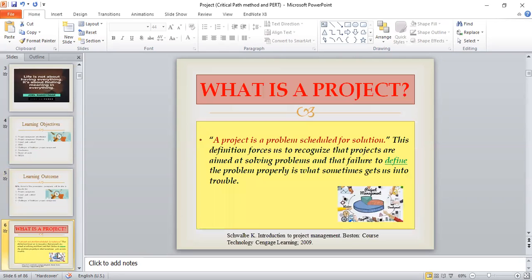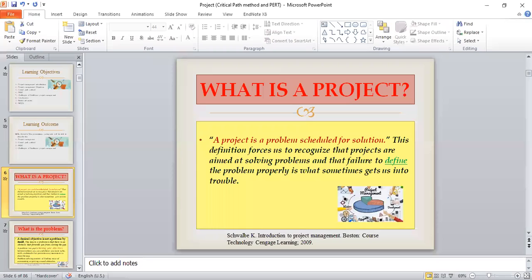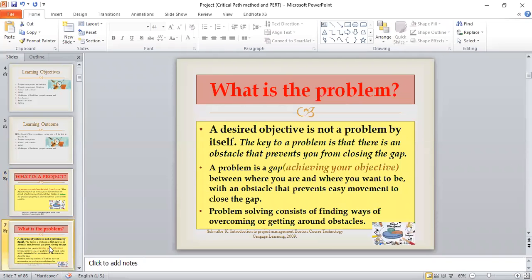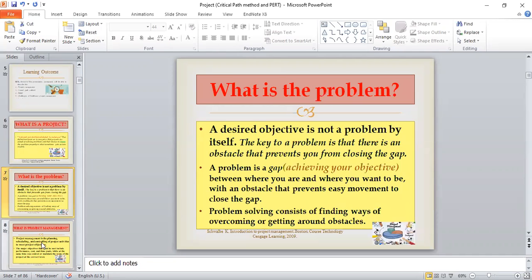Now, what is a project? A project is a problem scheduled for solution. This definition forces us to recognize as a project a defined problem to be solved, and the failure to define the problem. Now, what is a problem? A desired objective is not a problem by itself. The key to a problem is that there is an obstacle that prevents us from closing the gap. A problem is a gap between where you are and where you want to be, with an obstacle that prevents easy movement to close the gap. Problem solving consists of finding ways of overcoming or getting around obstacles.